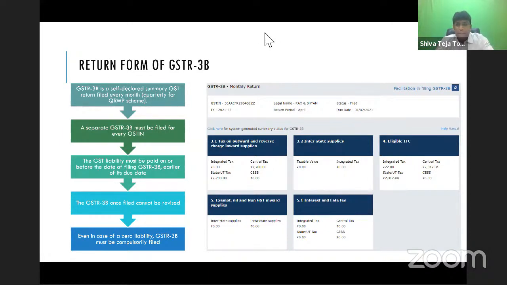Next, before proceeding, 1-2 questions from our friends. Let me answer them. First, sir, can we issue debit note and credit note in case of TDS under GST? Yes, possible.